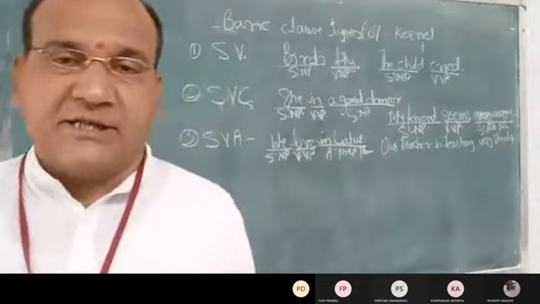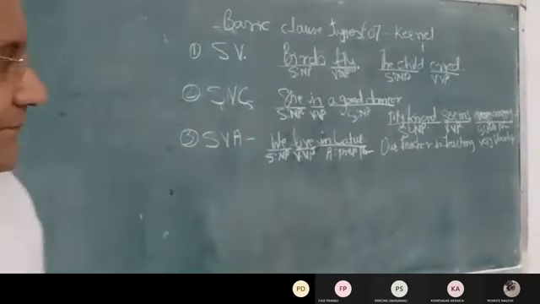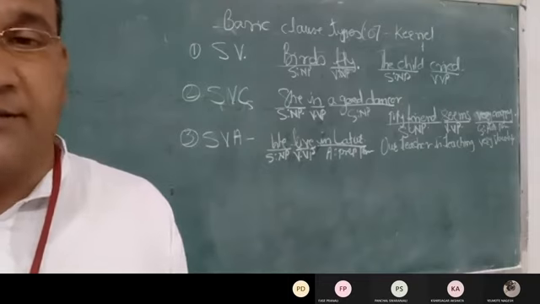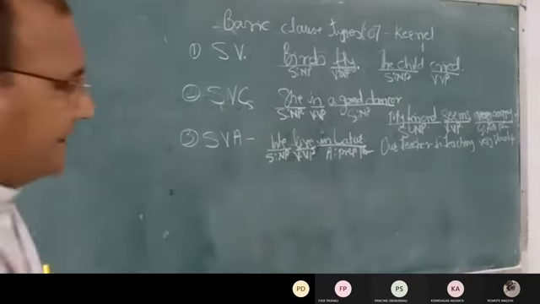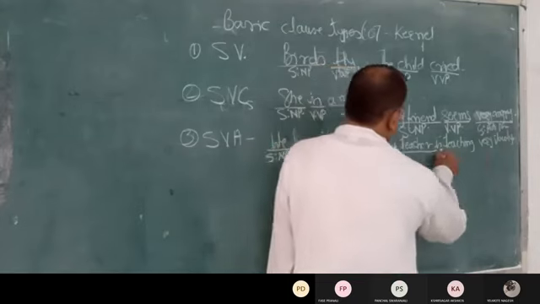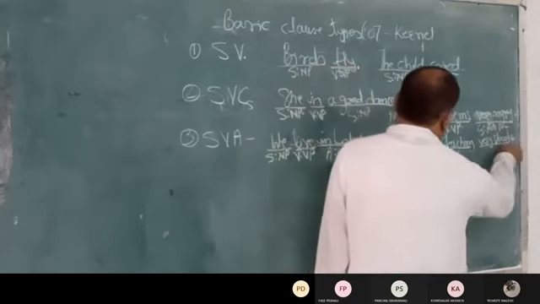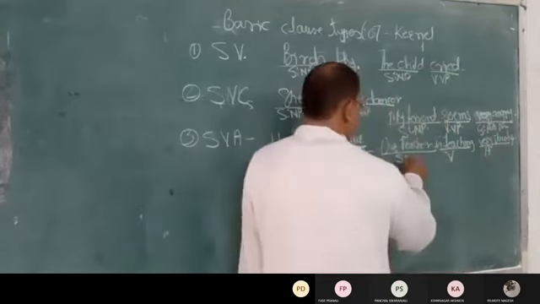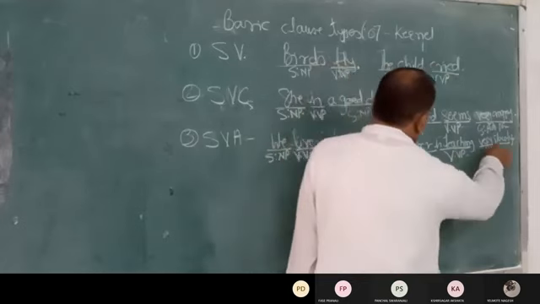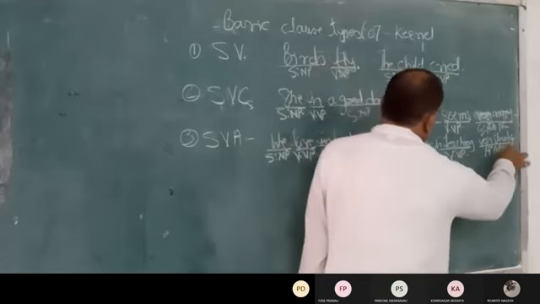Another example: our teacher is teaching very slowly. S, V, A. S is an NP, V is a VP, A is an adverb phrase.